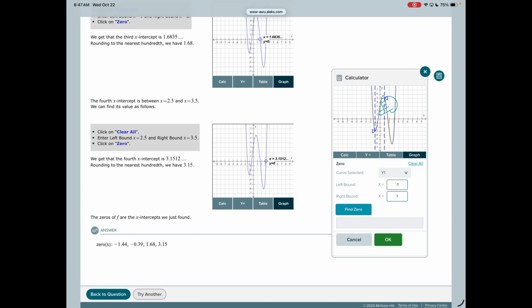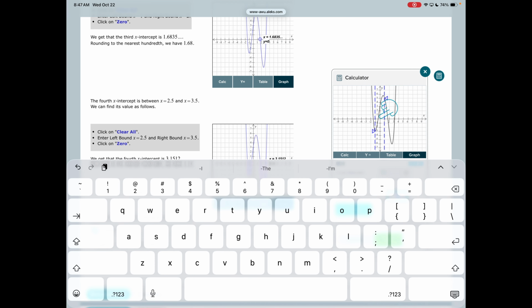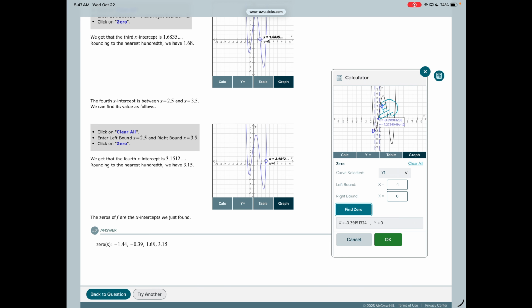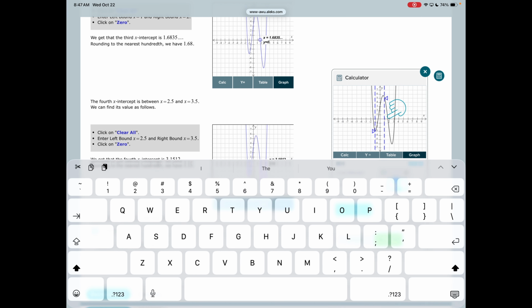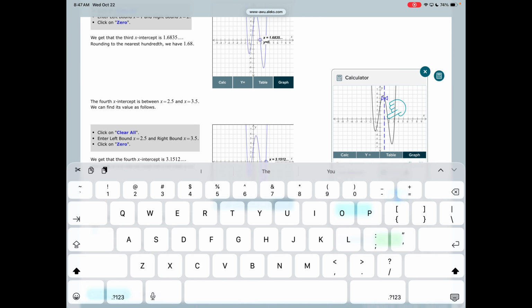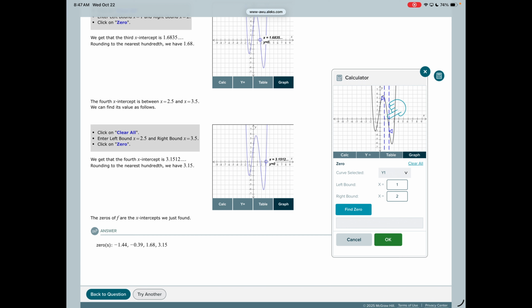And then I go to my next zero, clear. My next zero is right here, between -1 and 0. Okay, so that's -0.39. Do y'all see it works the same way, where you tell it generally where to look, and then you can do that. So my next zero would be right here, between 1 and 2. I click find zero and it finds that one, 1.68. That make sense? I know the calculator's a little bit of a pain, but yeah.